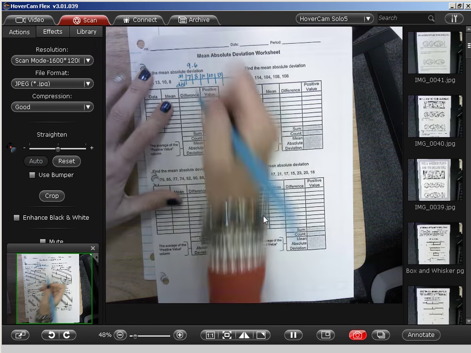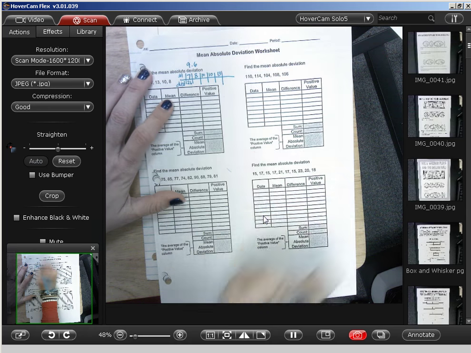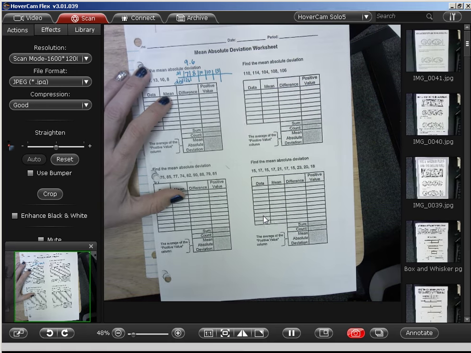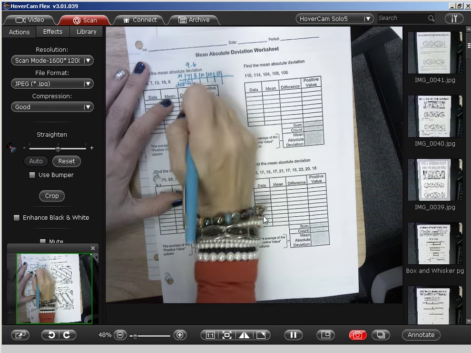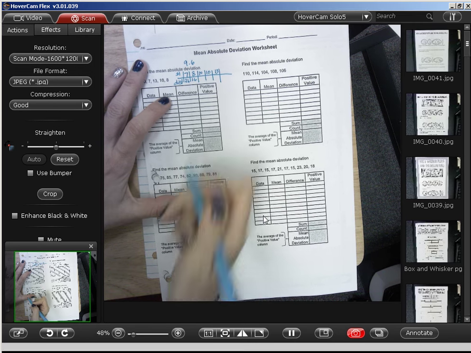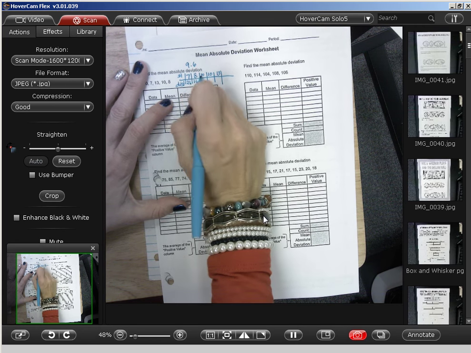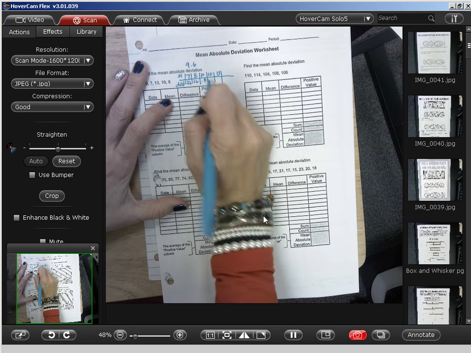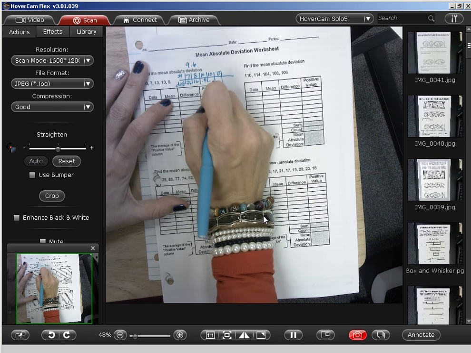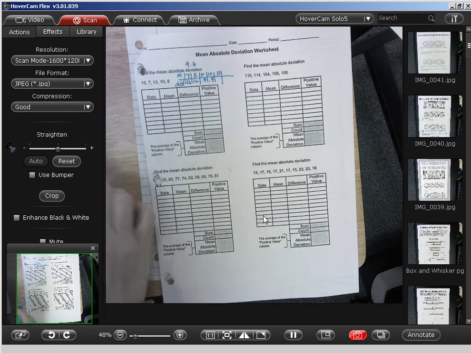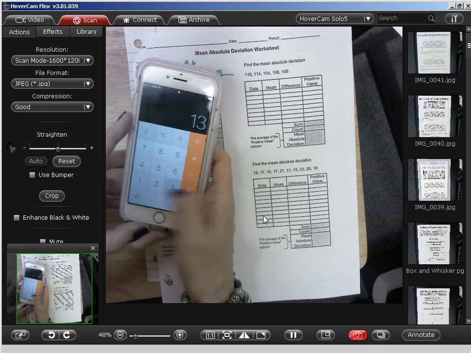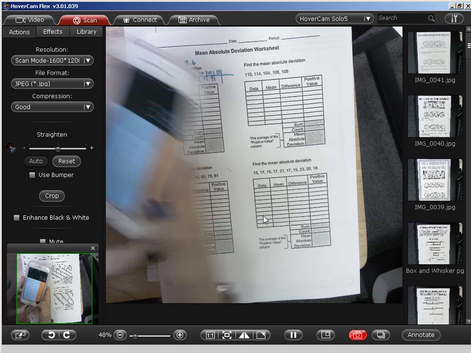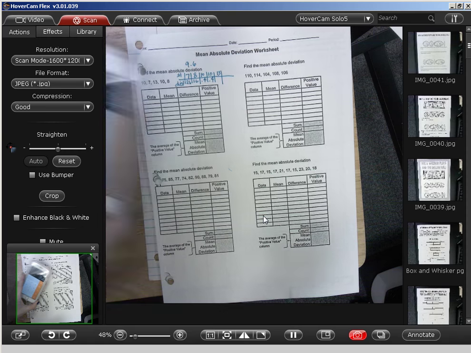So the 7 is 2.6. The 8 would be 1.6. The 10 minus 9.6 would be 0.4. So this one would also be 0.4. And then the 13, I might not try to do the 13 in my head. I might actually calculate that out. So that gives me 3.4.